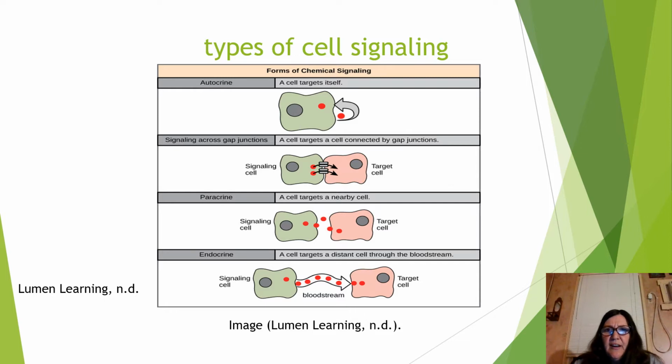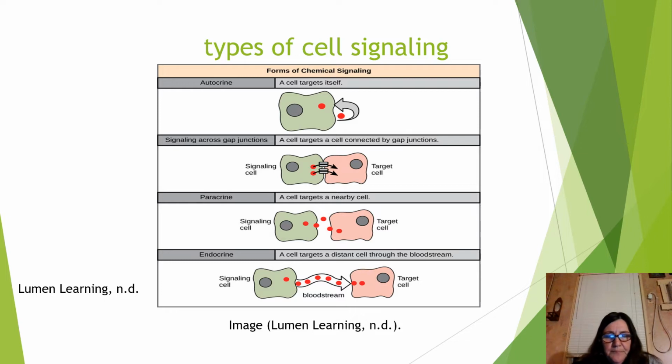Direct is where the cell targets other cells. This means that the cell uses signals across gap junctions. These junctions are connectors between the plasma membrane of neighboring cells. Small signaling molecules can diffuse between these cells. That would be the second little picture right here. The first one was the autocrine. The second one is the direct using gap junctions.